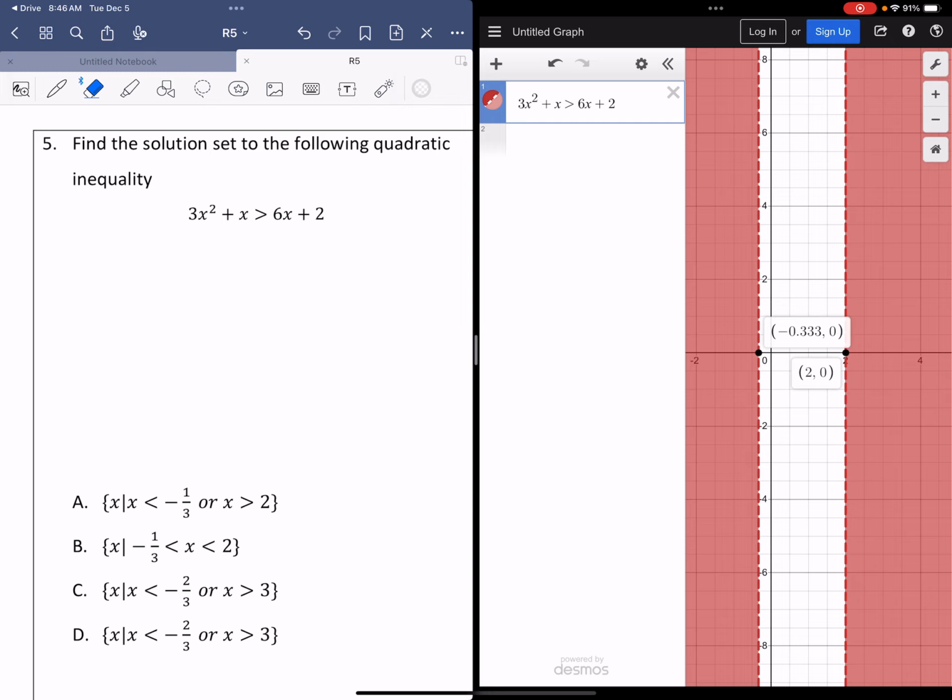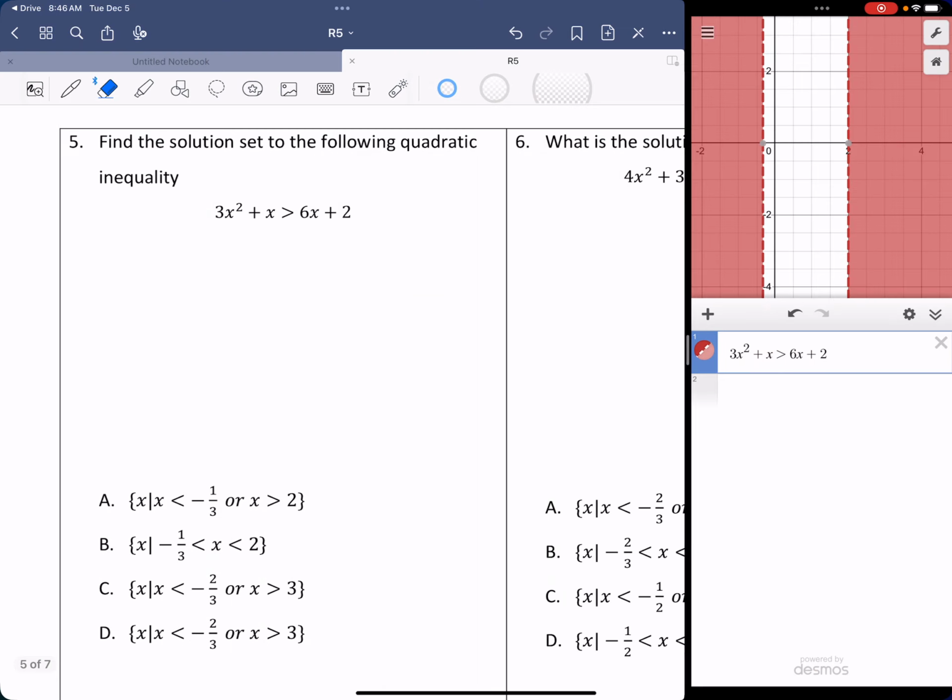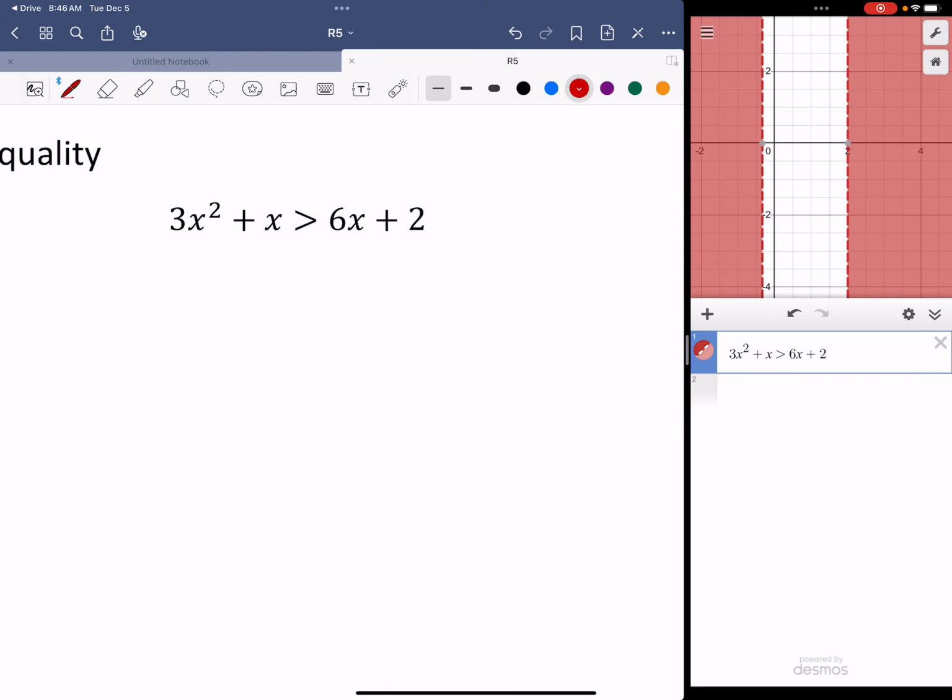But the problem is this function will be disabled on the test. So what you have to do is, step number 1 is going to be the same thing. You write down the first part.